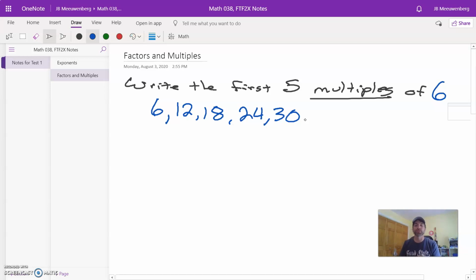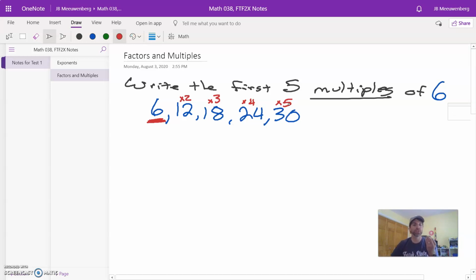Those are what multiples are. Multiples of a specific number are numbers that this original number divides into evenly. We can multiply this starting number by something to get each one of these numbers, right? We can multiply 6 by 2 to get 12, or by 3 to get 18, or by 4 to get 24, or by 5 to get 30. So that's what multiples are.